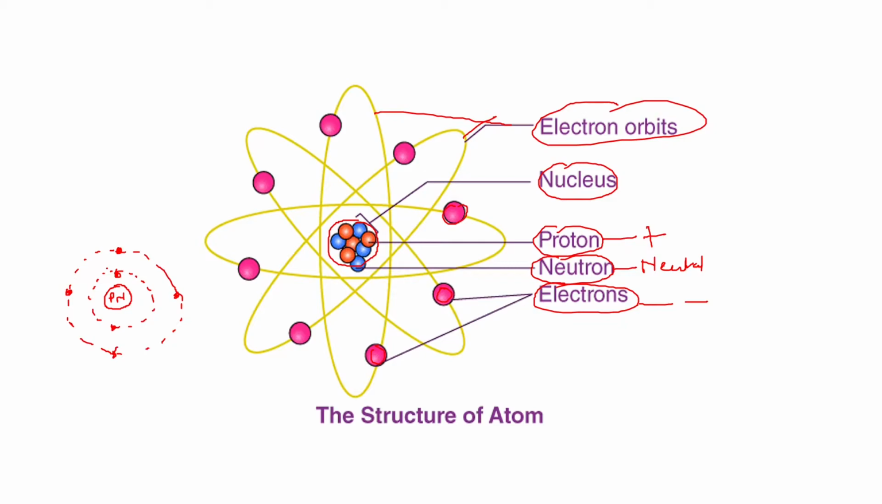Now, naturally, in an atom, the number of protons will be equal to the number of electrons. That means the positive charge in the nucleus will be equal to the negative charge outside the nucleus, which is associated with electrons. That means electrically, the atom is neutral. Okay. Afterwards, you can make it a positively charged atom or negatively charged atom, but naturally, it is neutral.